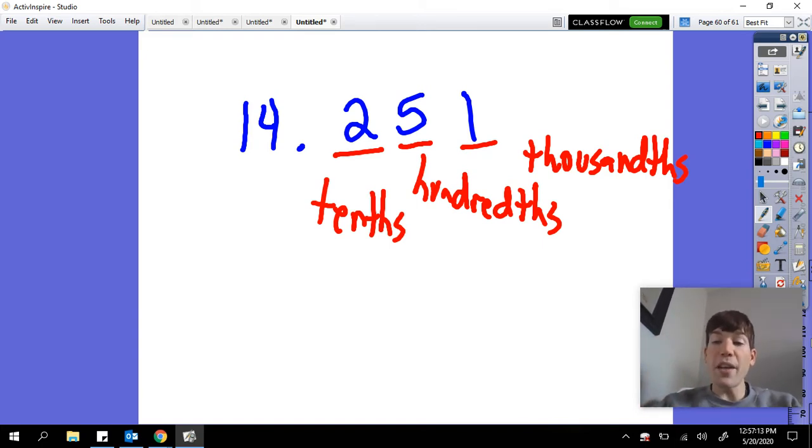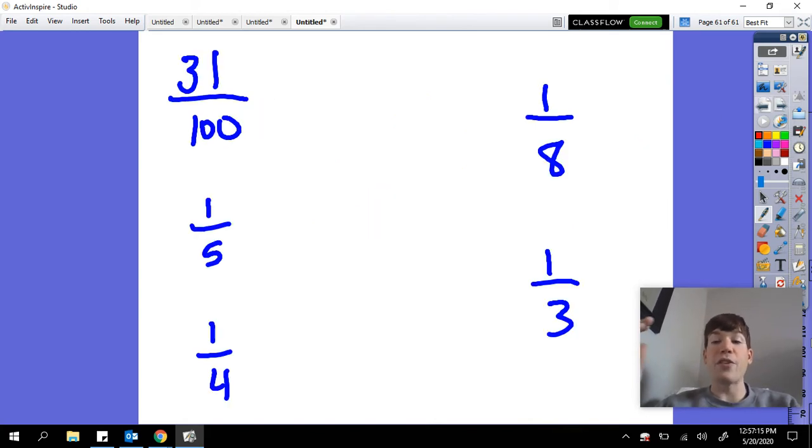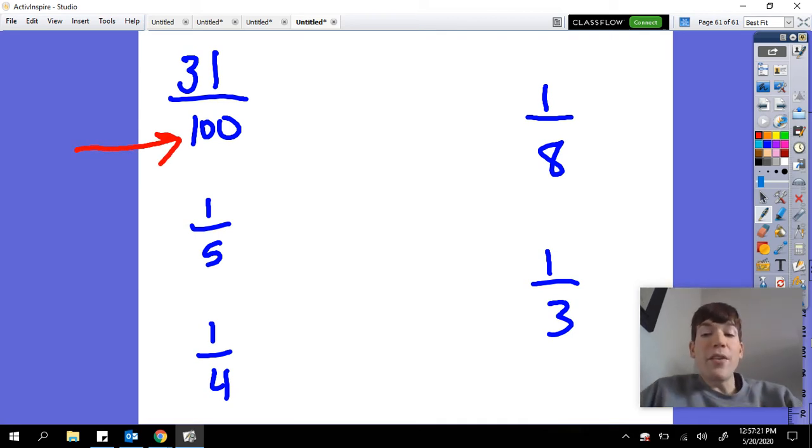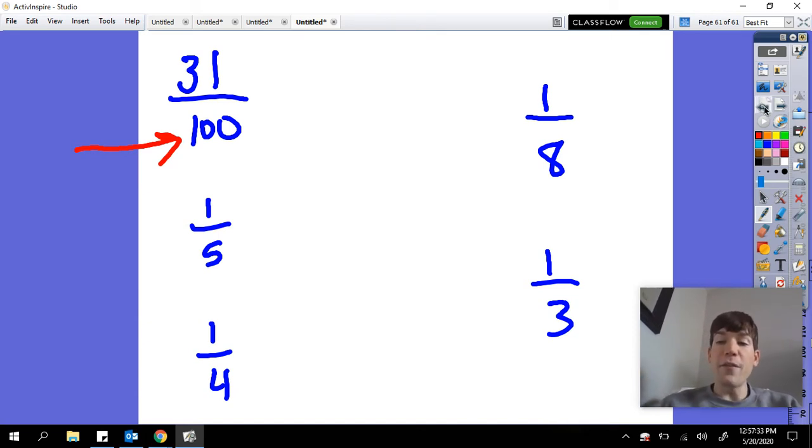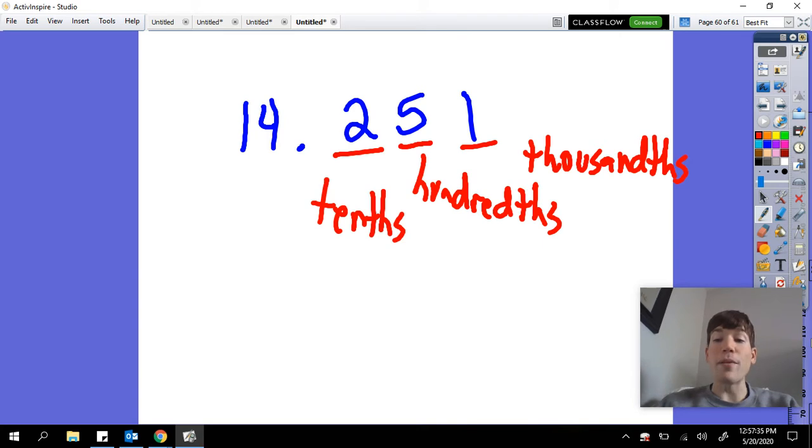Now, when we start talking about the relationship between fractions and decimals, we always want to start looking at our denominator. Our denominator tells us how many pieces something is split into. And in order to make a fraction into a decimal, it's easiest if our denominator is either a 10, 100, or 1,000. The reason for that is because those are our decimal place values: tenths, hundredths, and thousandths.